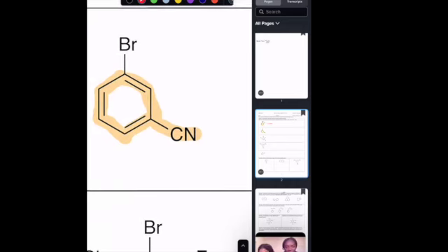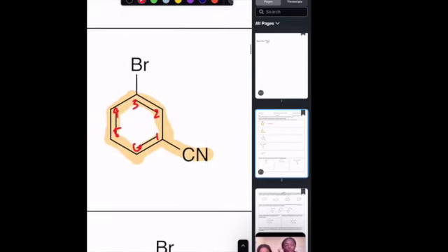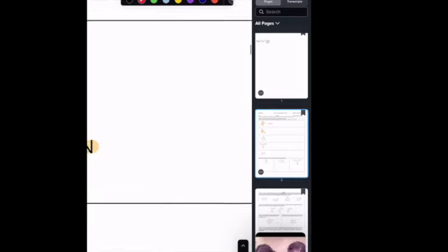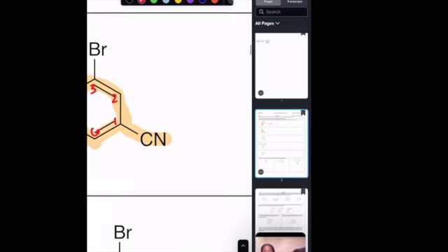And again, we're going to follow that same pattern. We're going to start numbering at our nitrile group right here. 3, 4, 5, 6. So what have you noticed? That functional group will always get the number one. Don't number benzonitrile and give it a three. Give her the one every single time.